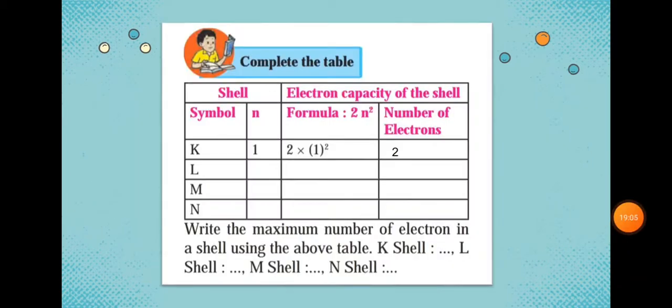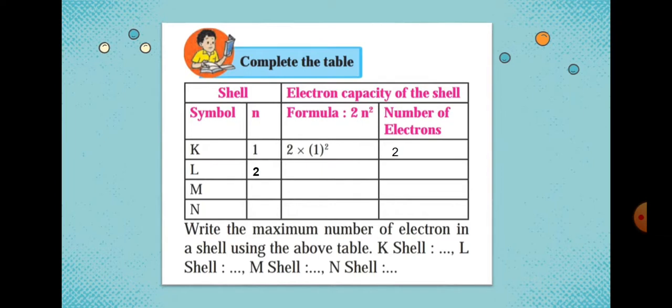Okay, so here a table is given. We are going to complete that. The first one, the shell is given. And we know the shells are K, L, M, N. So electron capacity, we know the formula 2n raised to 2. And we are going to find out the number of electrons. Now the first one is done for you. K denotes 1. The formula is 2n raised to 2. So n, now we know it is 1. So 2 into 1 raised to 2, 1 squared is 1. So 2 into 1 is equal to 2.